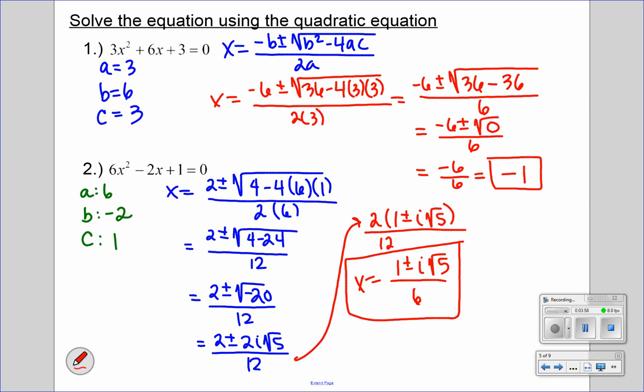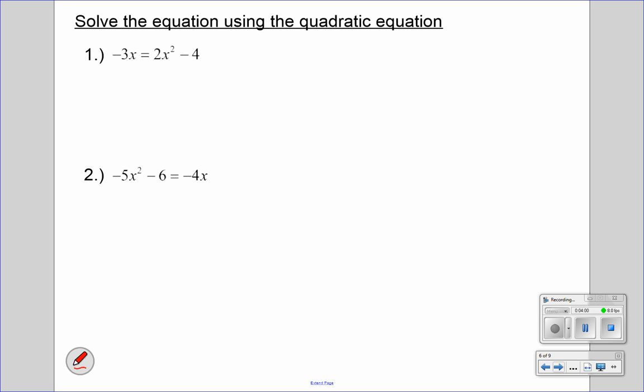Let's do another example. All right, now these are not in standard form, so we have to make sure that they are in standard form. So for this one, I'm going to add a 3x. So this is going to be 2x squared plus 3x minus 4, because we added 3x to both sides. Okay? So now our a value is 2, our b is 3, and our c is a negative 4.